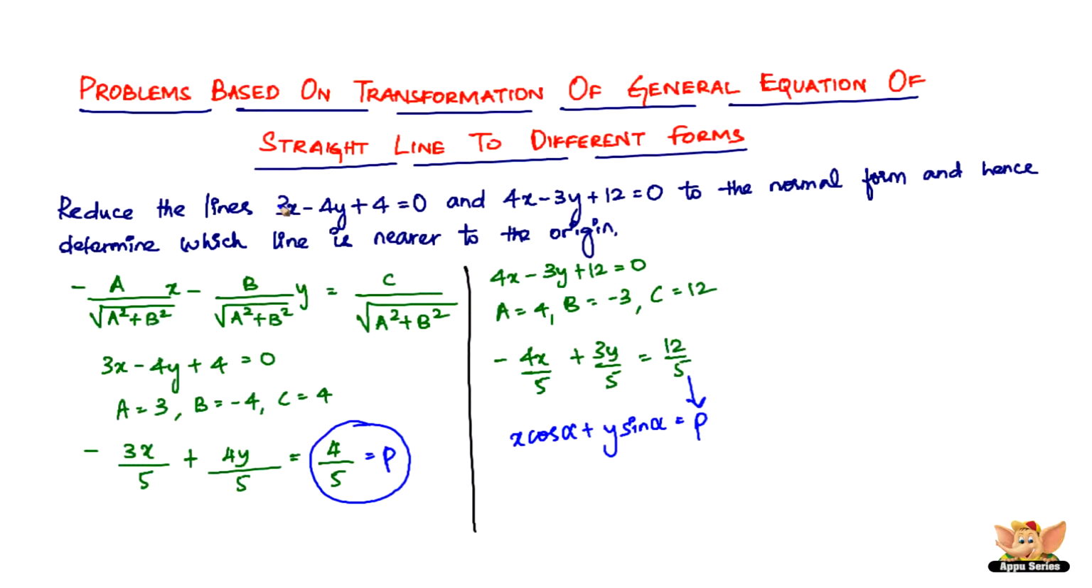So therefore, 3x minus 4y plus 4 is the line that is nearer to the origin. That is very clear, I mean, it's not even close. And before that conclusion, we can also say that we've reduced these lines to the normal form. The normal form of 3x minus 4y plus 4 equal to 0 is minus 3x by 5 plus 4y by 5 equal to 4 by 5. And the normal form of 4x minus 3y plus 12 equal to 0 is minus 4x by 5 plus 3y by 5 equal to 12 by 5, all right?